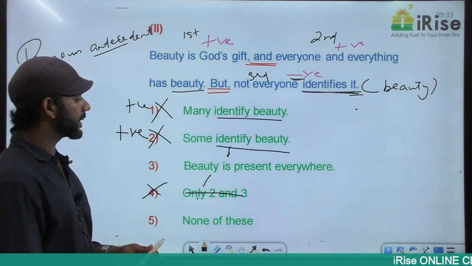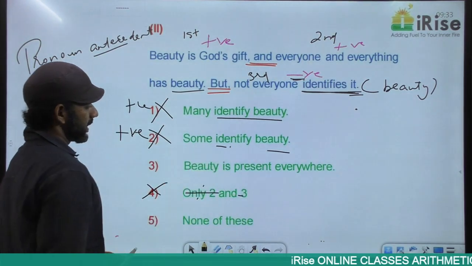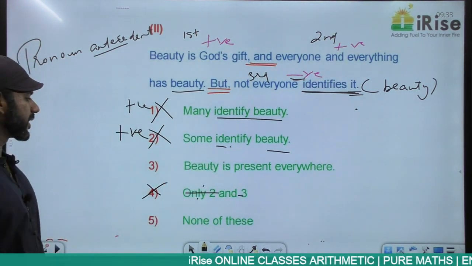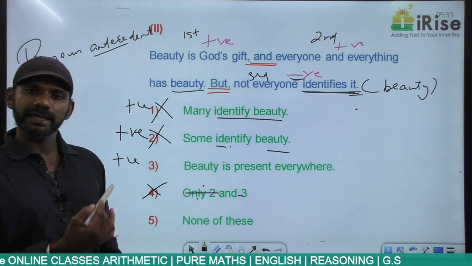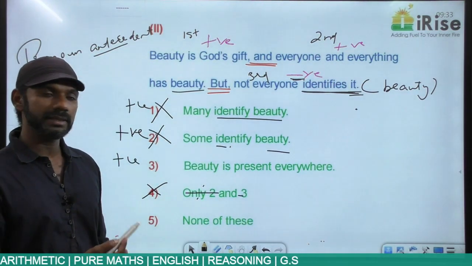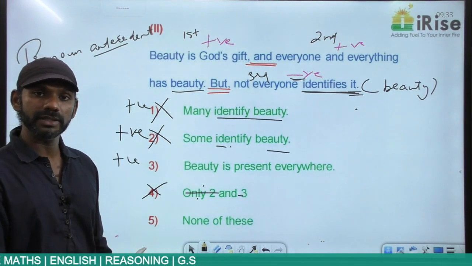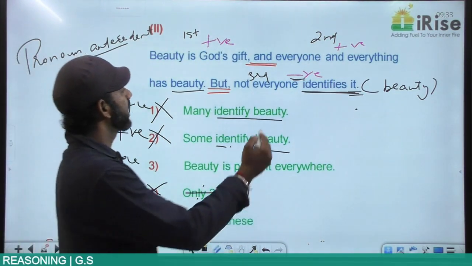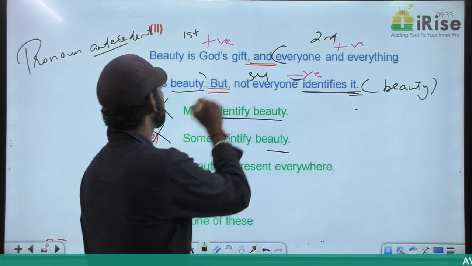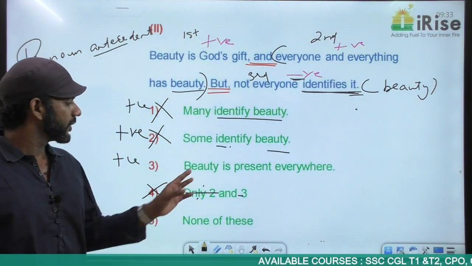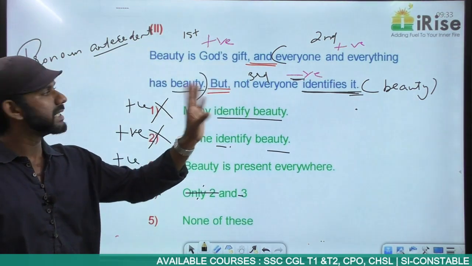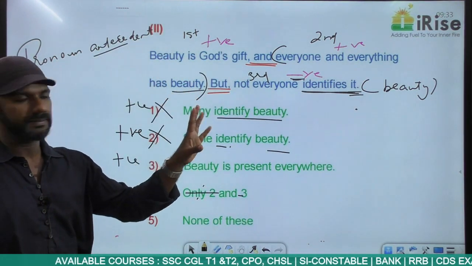Now come to option 3. Beauty is present everywhere. Option 3 is positively charged. Exactly which idea in the sentence talks about option 3? The second idea. Everyone and everything has beauty. So to know whether option 3 is correct or not, we need to compare it only with the second idea. Forget about the first idea and the third idea.